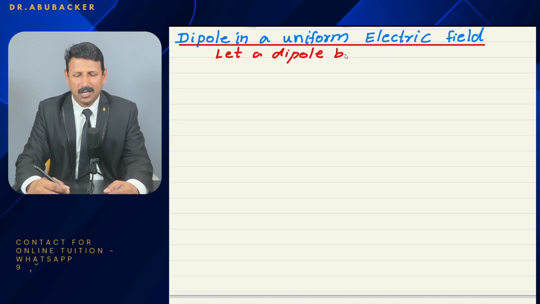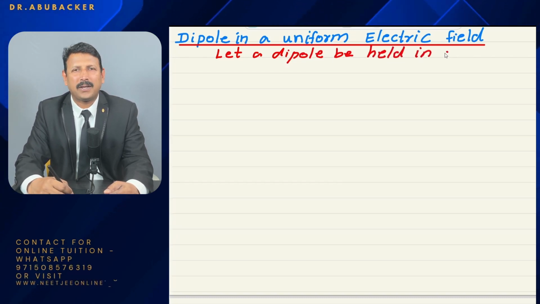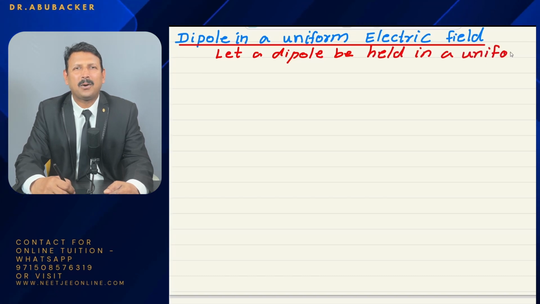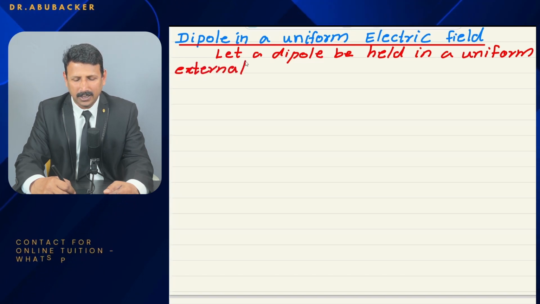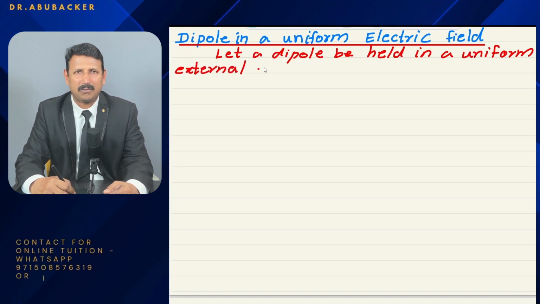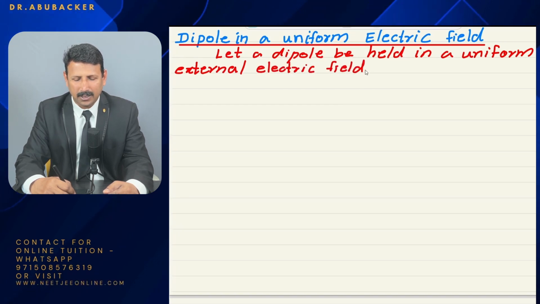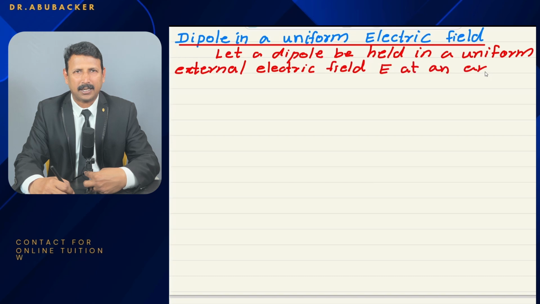So to start the topic, we want to write something about what we are going to do now. We will start like this: Let a dipole be held in a uniform electric field. After writing this, we want to draw a uniform electric field. You know what a uniform electric field is, right? They are parallel lines. First we will complete the statement, then after that we will draw the diagram.